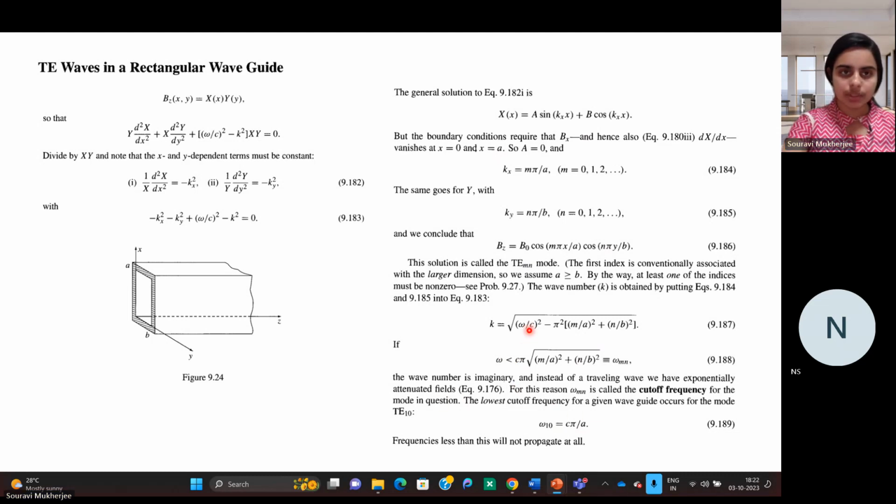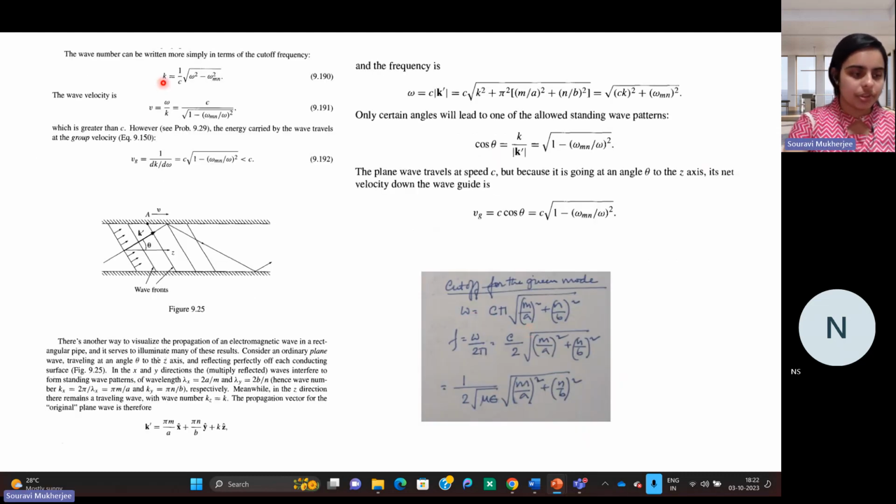Okay. So now you can write the wave number in simpler terms. If you know the cutoff, this is how your wave number will look. And now what should be the wave velocity? We know v is equal to omega by k. If you do that, this is what you get. And this is greater than c, but it's not a problem because it's the phase velocity. The speed at which energy is carried cannot be greater than the speed of light, right? That is the group velocity, and this is how you find it, and you can see that this is less than c.